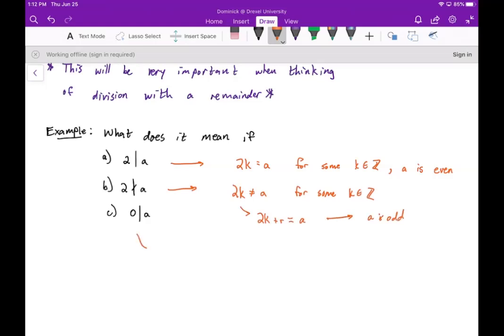And then part C is interesting, because this would say, by definition, 0 times k is equal to a. If 0 divides a, well, 0 times anything is 0. So we get 0 is equal to a. So if 0 divides our number, then the number has to be 0.